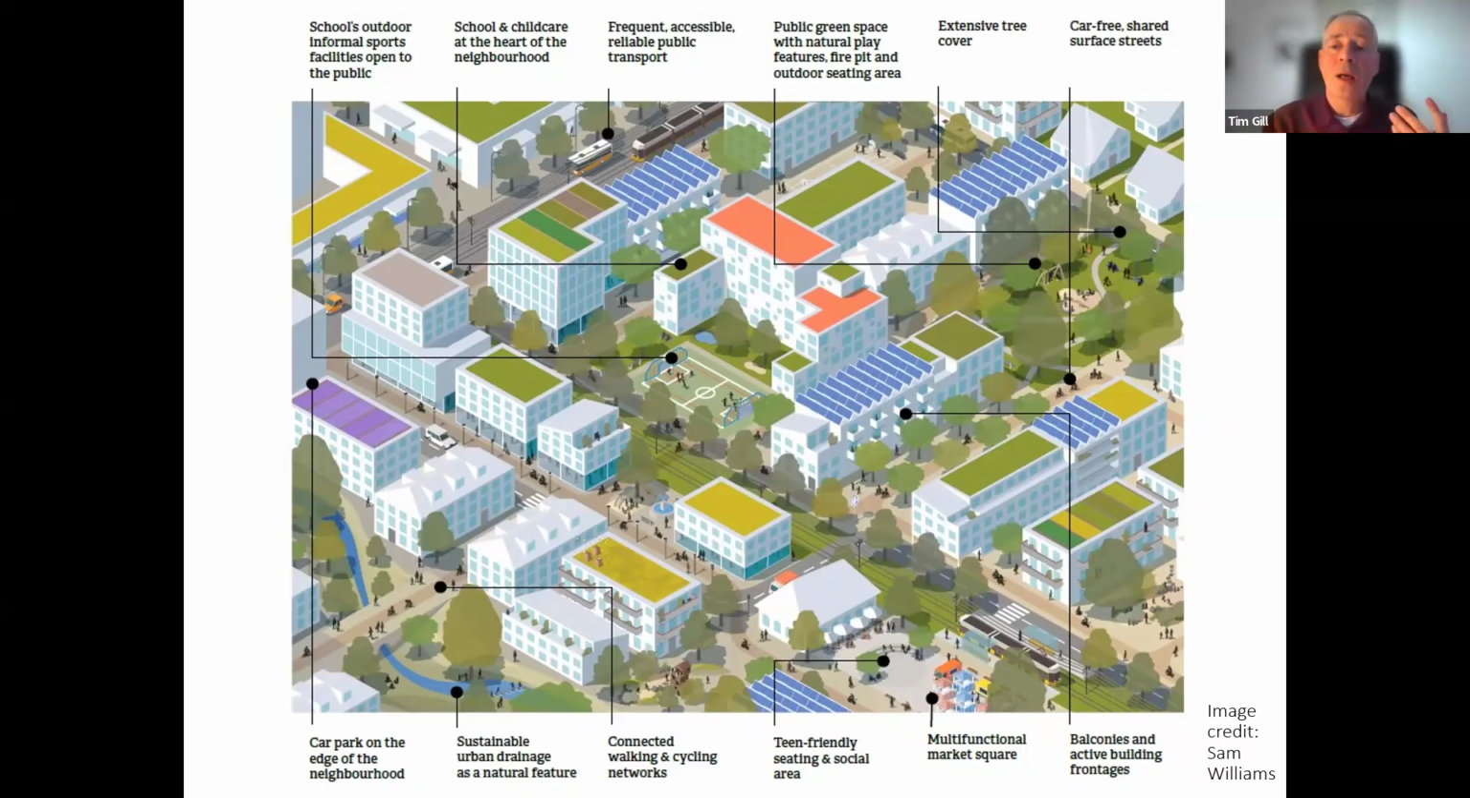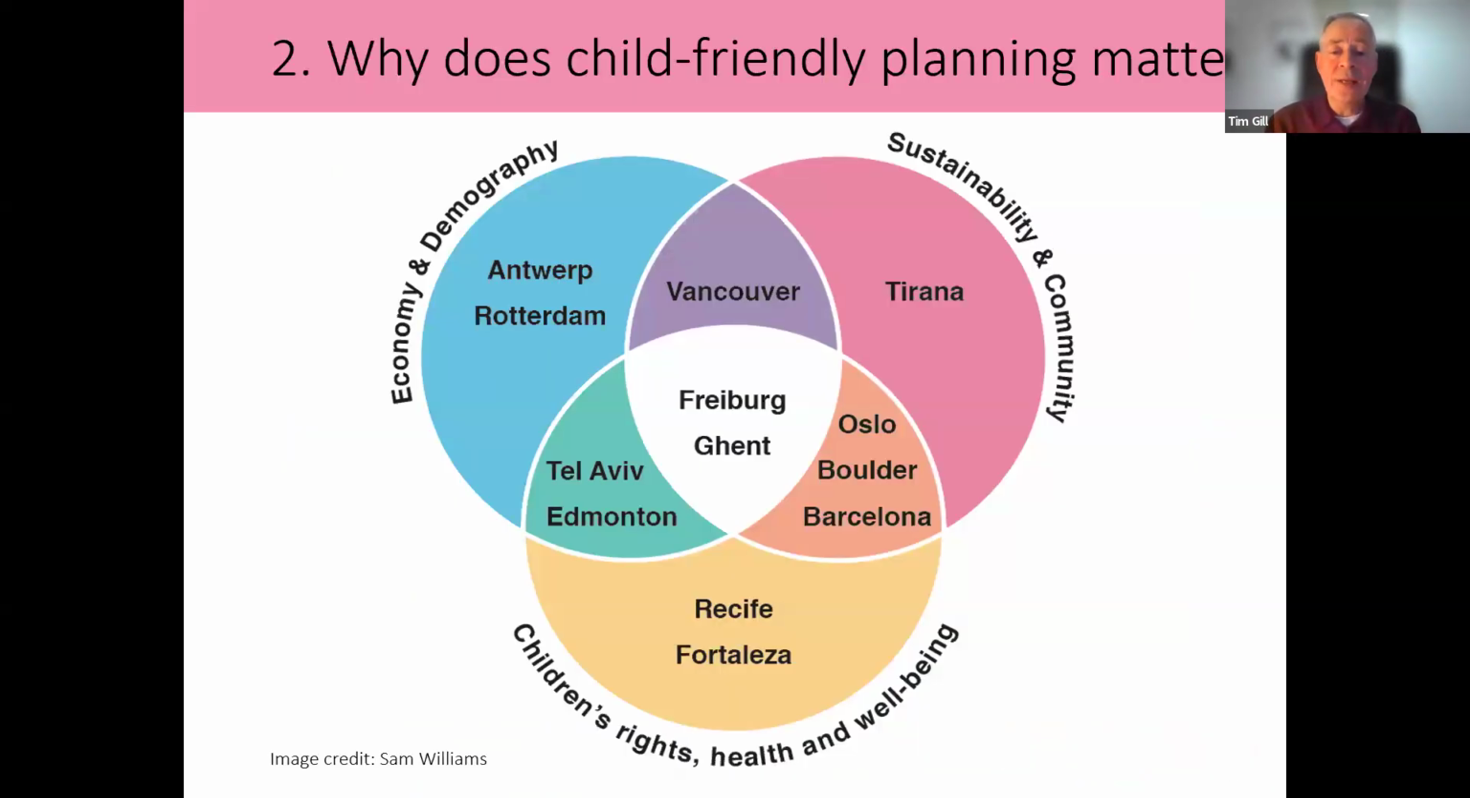Now I want to explain why this vision, why this approach matters. And I was really interested to find out, I mentioned the cities I visited earlier, why were the city leaders in this pool of cities interested in child-friendly planning? Why did they think it mattered? And so I asked city leaders that question. And this Venn diagram shows the broad answers that city leaders gave me.